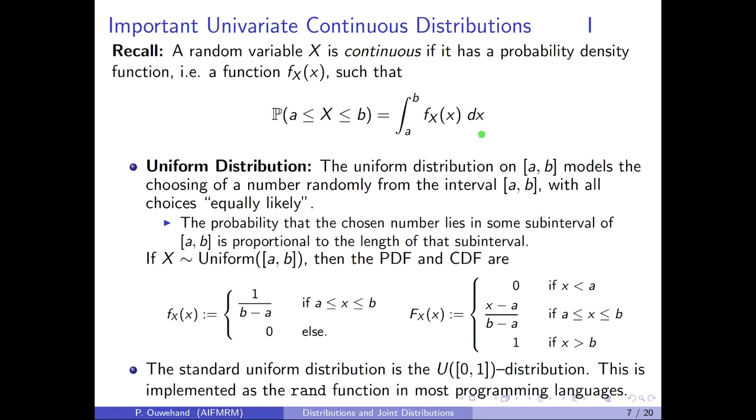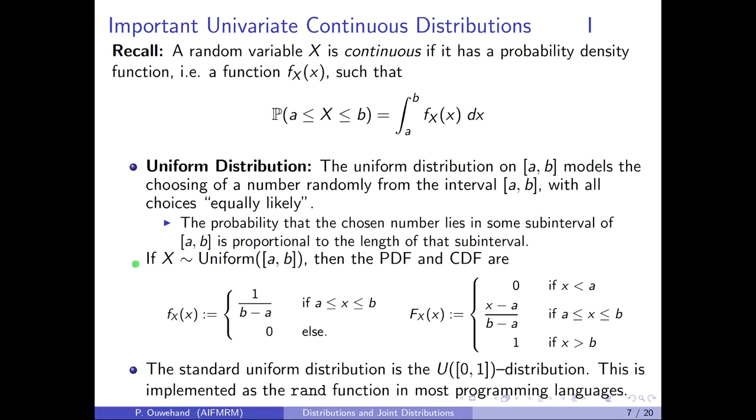The simplest distribution is the uniform distribution. The uniform distribution on the interval from a to b models the choosing of a number randomly from that interval, with all the choices being equally likely. In that case, the probability that the chosen number lies in some subinterval of [a, b] is proportional to the length of that subinterval.